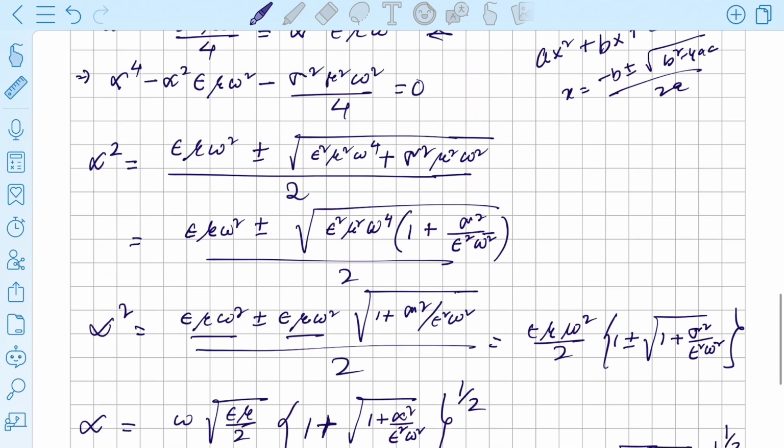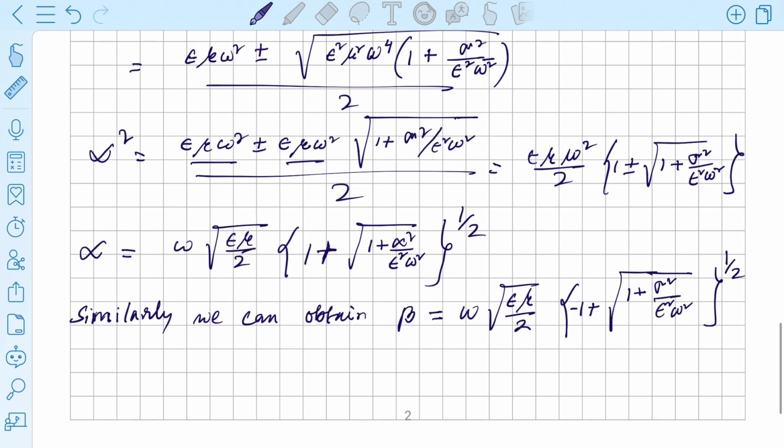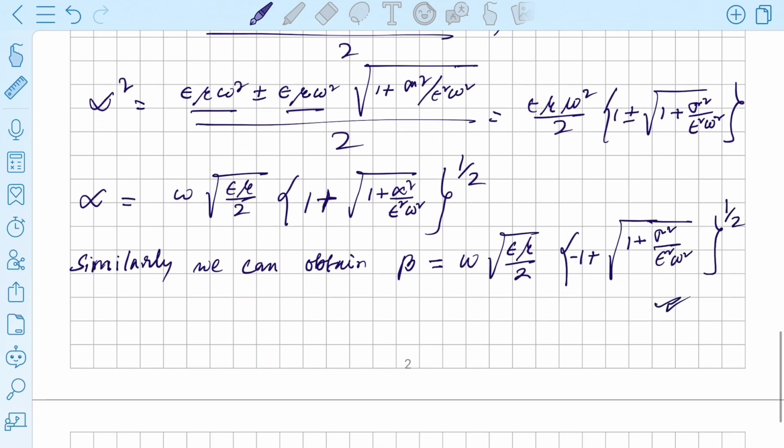So you can check yourself. If you simplify this equation for alpha instead of beta, and put that value of alpha here, then you're going to get this result, right? Hope you have understood this. So we have got alpha and beta also.